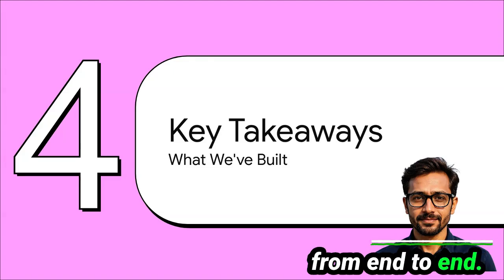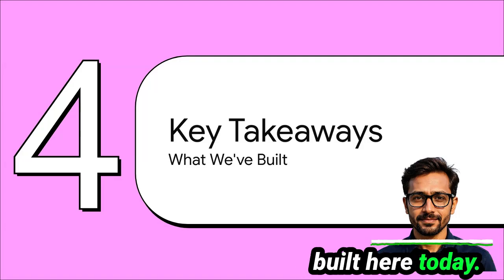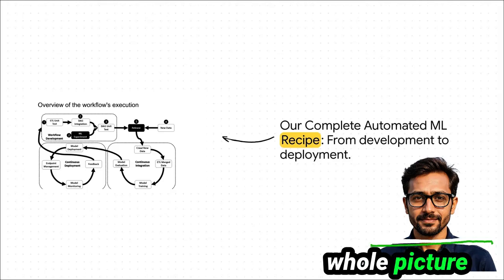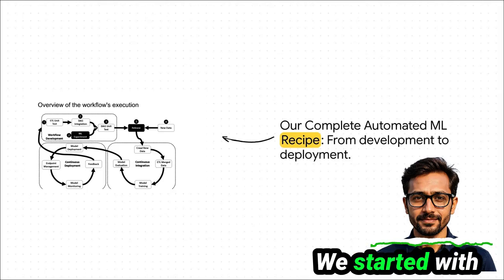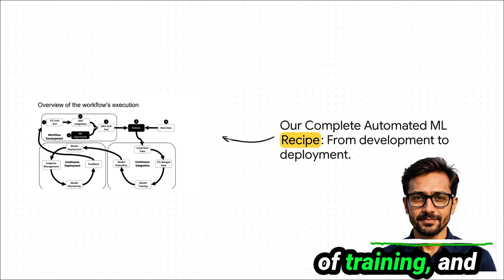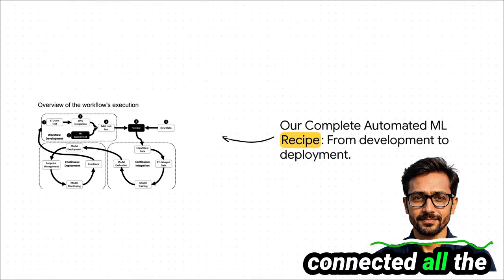Wow. So we've gone from a bunch of individual components to a fully automated system that works from end to end. Let's just take a moment to recap the key takeaways from what we've built here today. Looking at our roadmap one last time, you can really see the whole picture now, can't you? We started with development, we used new data to trigger this continuous loop of training, and we saw how that leads directly to continuous deployment. We have officially connected all the dots.